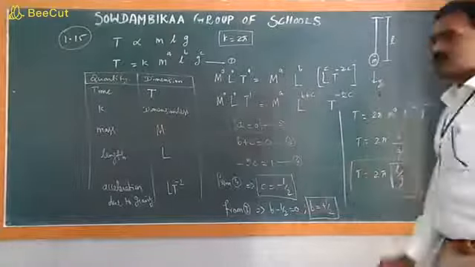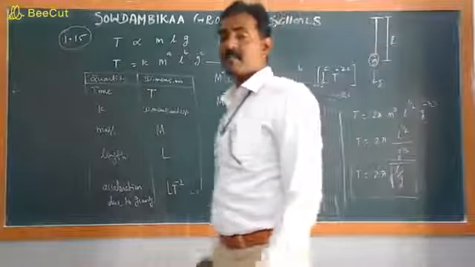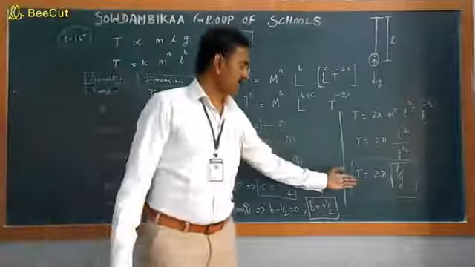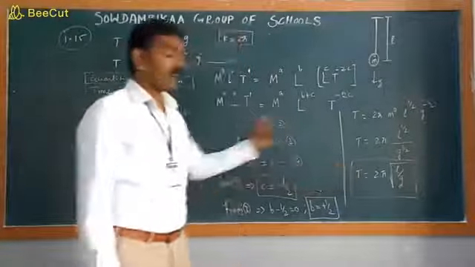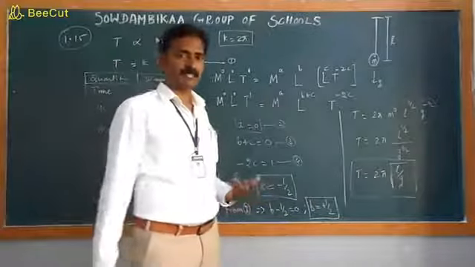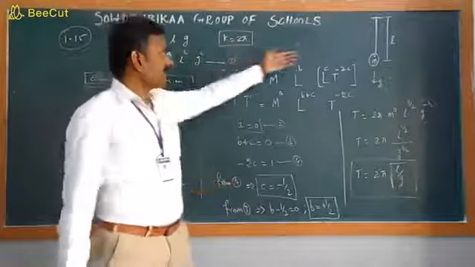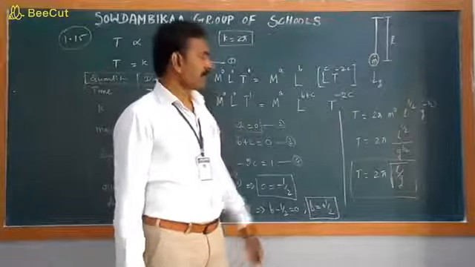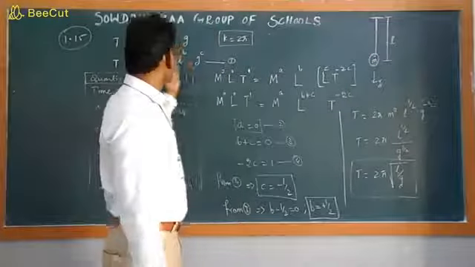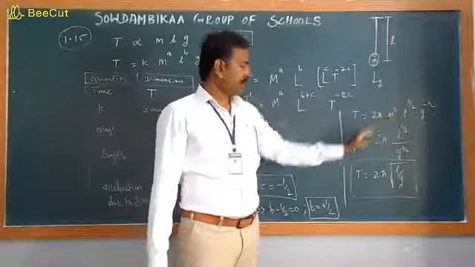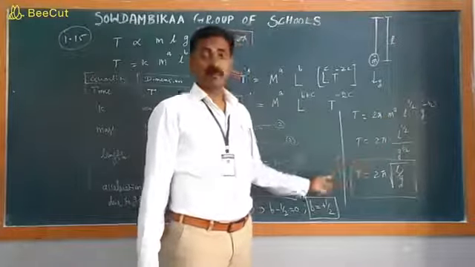Now it is a formula to find out the time period for a simple pendulum. That is the relation between the given physical quantities. Here m appears with power 0. That means the time period of the pendulum is independent of the mass, because m power 0 is equal to 1. The time period of the pendulum is independent of the mass.